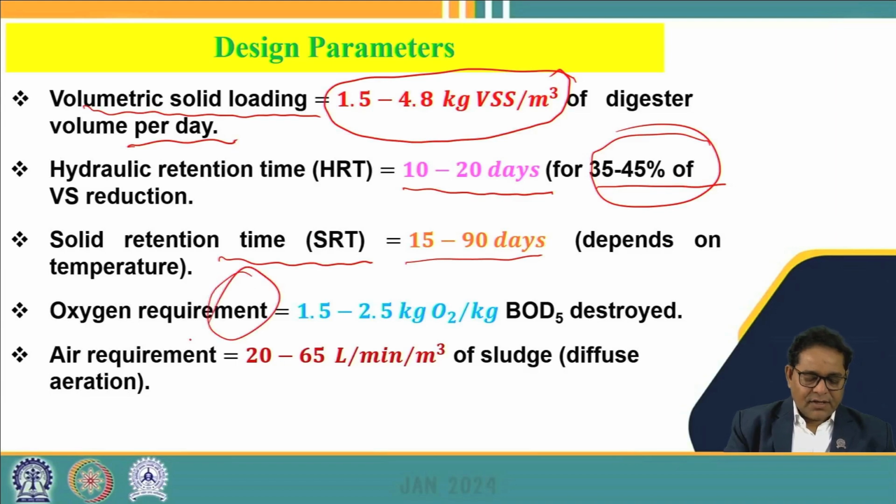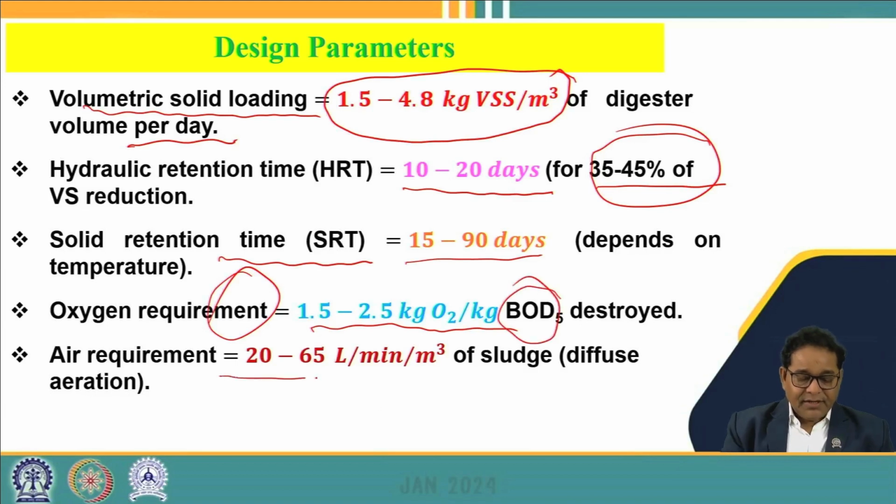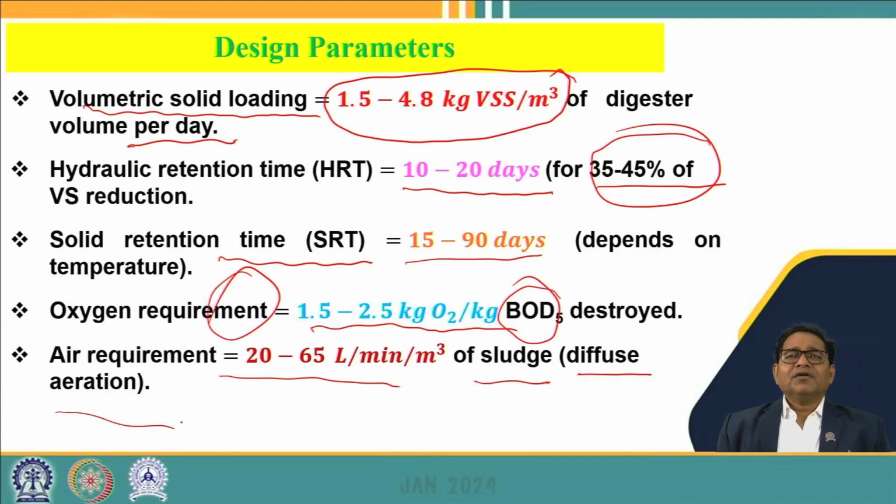And for estimation of the air requirement, the oxygen requirement ranges from 1.5 to 2.5 kg of oxygen per kg of BOD5 removed. And then the air requirement is around 20 to 65 liter per minute per meter cube of the sludge if we have a diffused aeration process. So these are the typical design parameters. We have to follow these design parameters for determining the capacity of the digester.